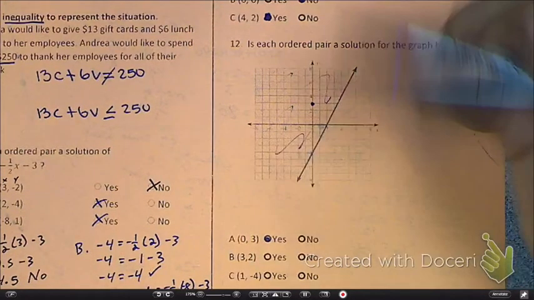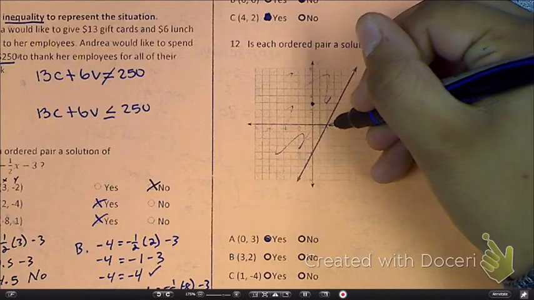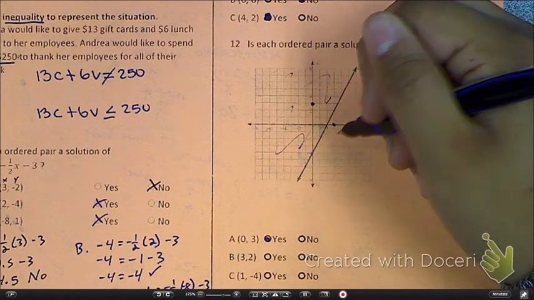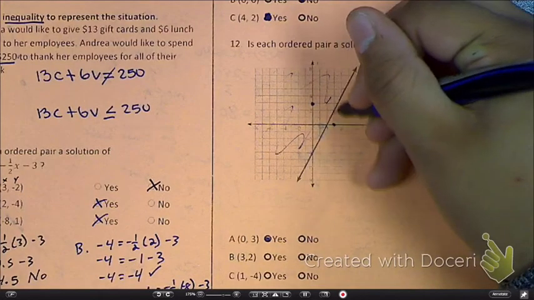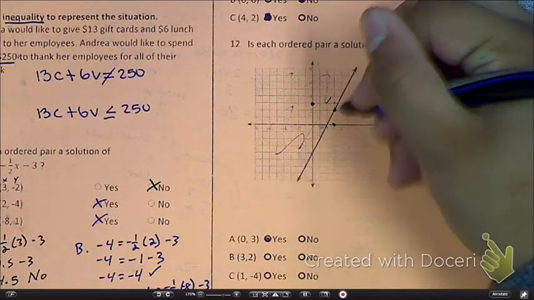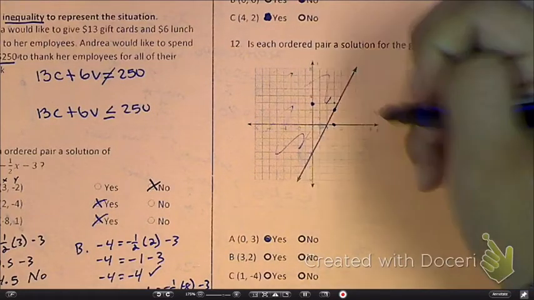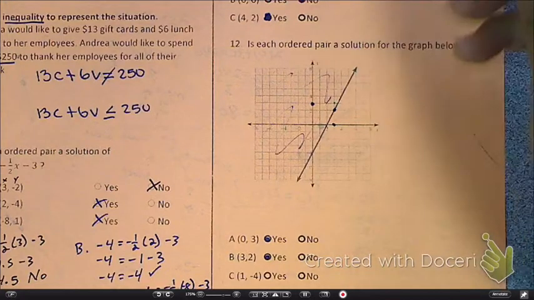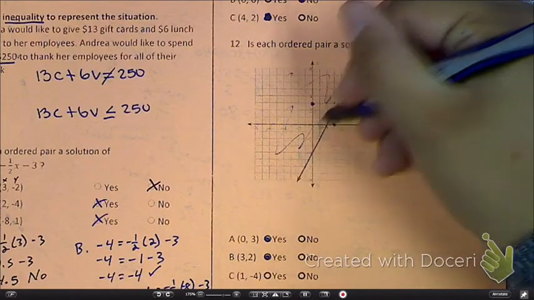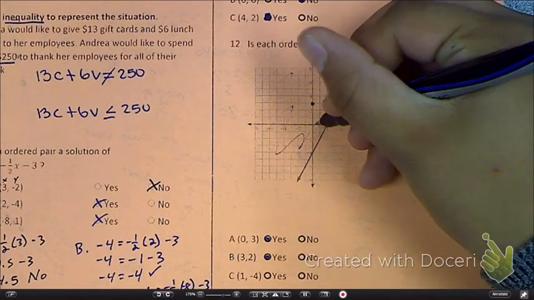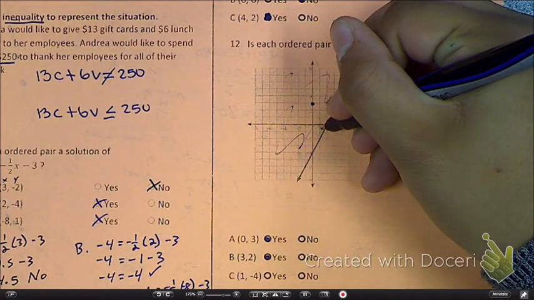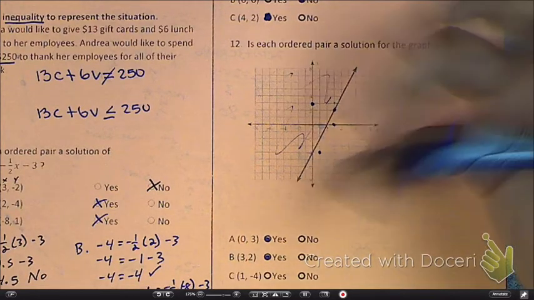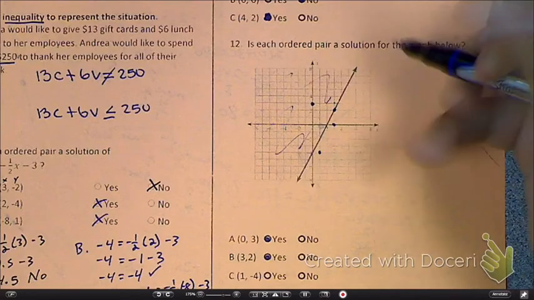Okay, for your x it's positive 3, and for your y it's 2. So you graph up, and because it's on the line and it's a solid line, it's a solution. Good. Solid line means a solution. Last one. For C, your x is 1 and your y is negative 4. And because it's not in the shaded area or on the line, it's not a solution. Good.